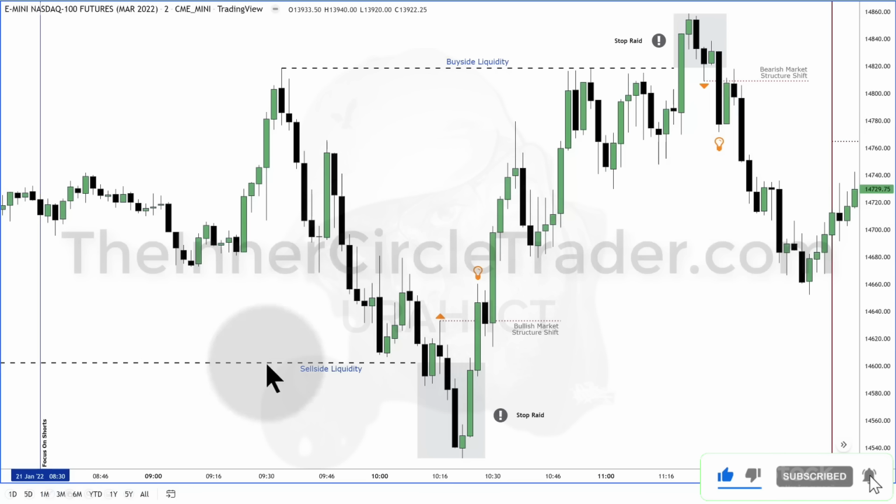So here's those sell stops. This little area here that's shaded in, that's an area where sell stops would be residing below that 14,600 level, okay, on that 15-minute time frame. So the market dove into that liquidity, and you may or may not know that is a buy.